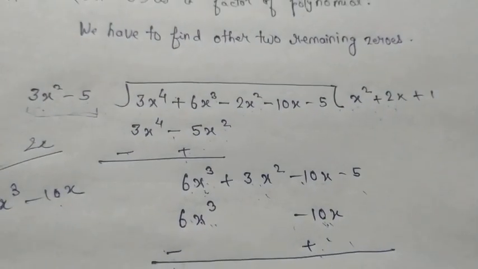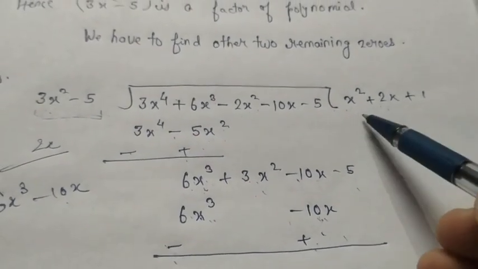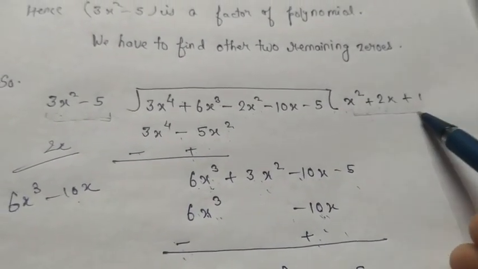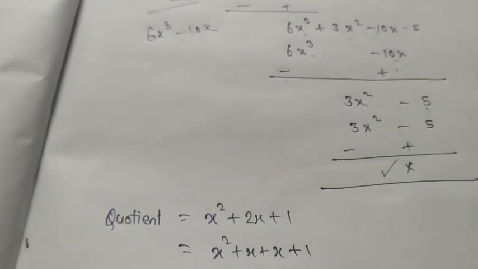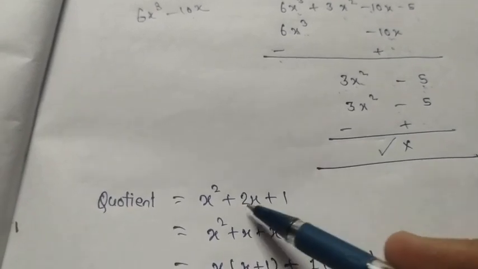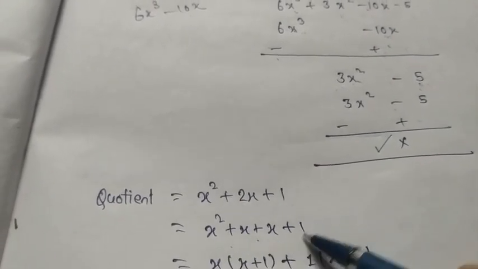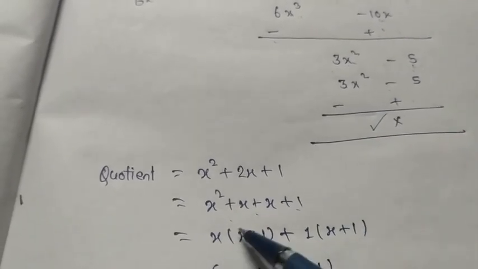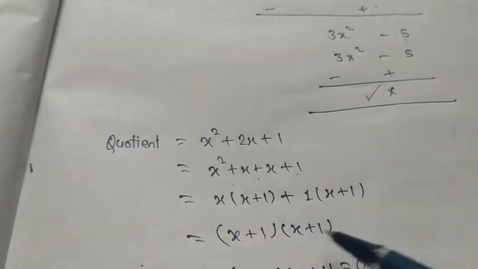Now children, for getting the other two zeros, you can see now the quotient is this. So what you have to do, you have to factorize this thing, okay, for getting other two zeros. So let me factorize. You have to factorize the quotient. The quotient was x square plus 2x plus 1. So x square plus x plus x plus 1. When you will take common, x into x plus 1 plus 1 into x plus 1. So x plus 1 into x plus 1.